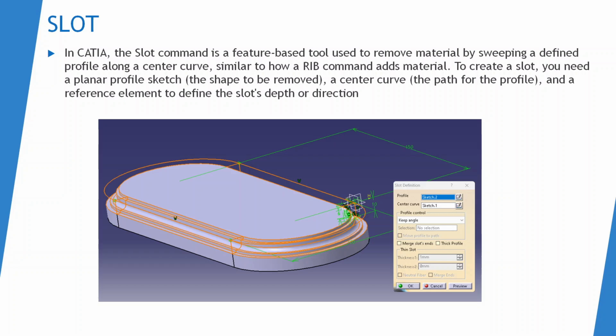To create a slot, you need a planar profile sketch, the shape to be removed, a center curve, the path for the profile, and a reference element to define the slot's depth or direction. Let's see how to use it in CATIA.